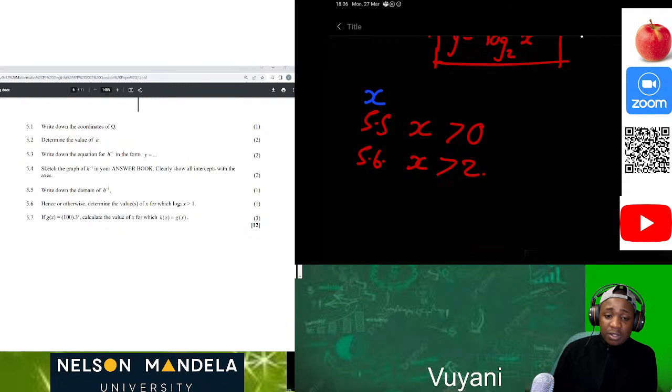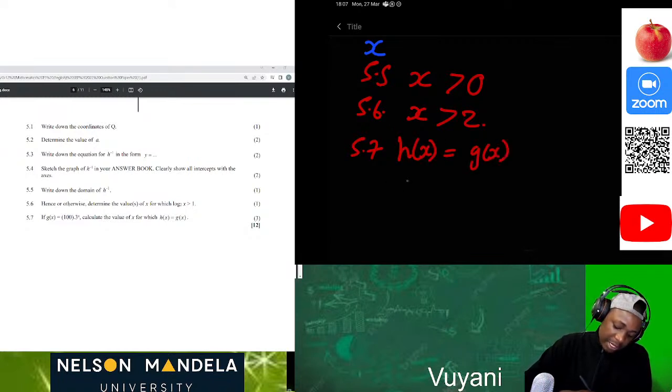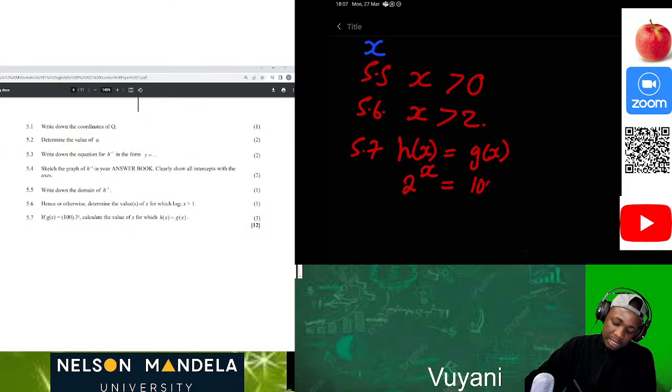If g of x is equal to 100 times 3 to the power x, calculate the value of x for which h of x is equal to g of x. In other words, these graphs are intersecting. So h of x is equal to g of x. What is our h of x? It's 2 to the power x, equal to 100 times 3 to the power x.